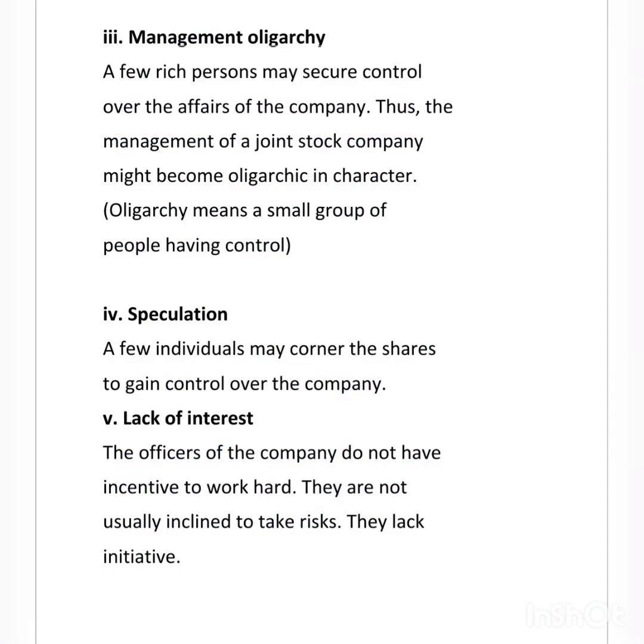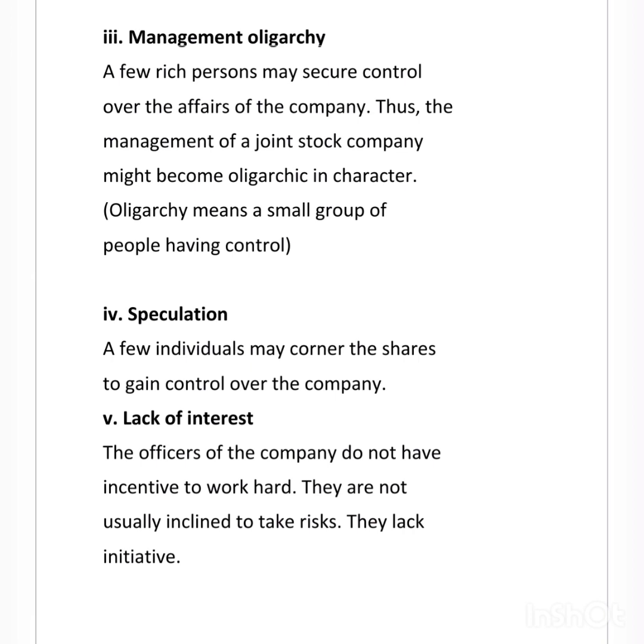Next disadvantage is management oligarchy. Oligarchy means a small group of people having control. So what it means is the small group itself denotes what? The persons in higher authorities. So few rich persons may secure control over the affairs of the company. Thus the management of the joint stock company might become oligarchic in character. That is, the management rests with the hands of few.